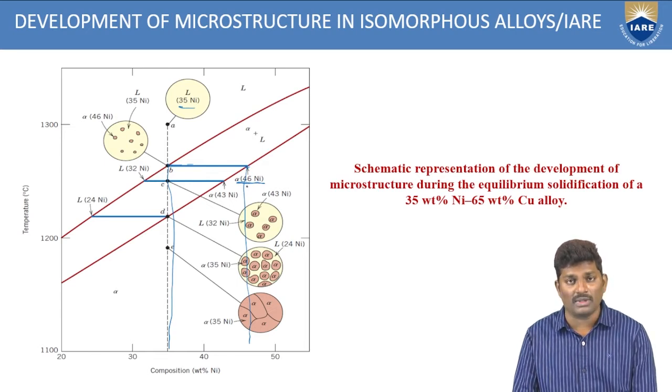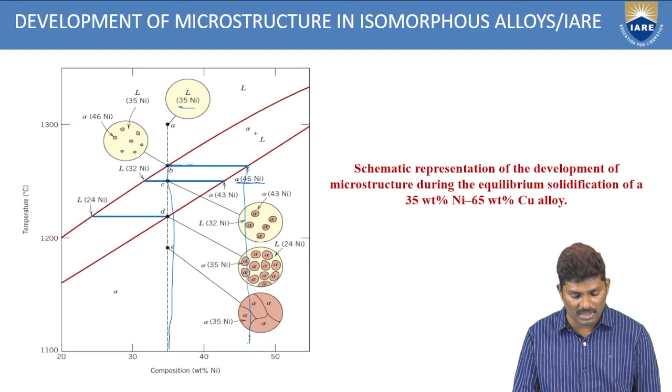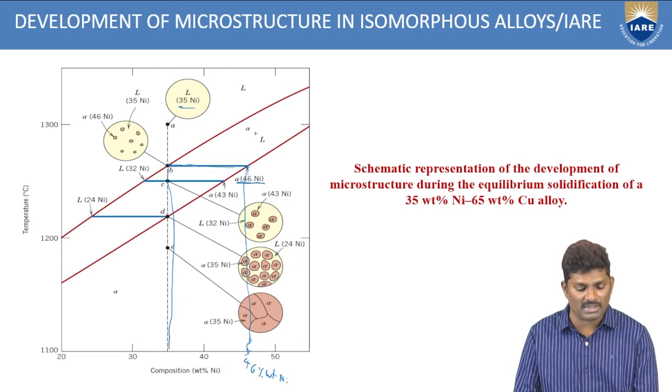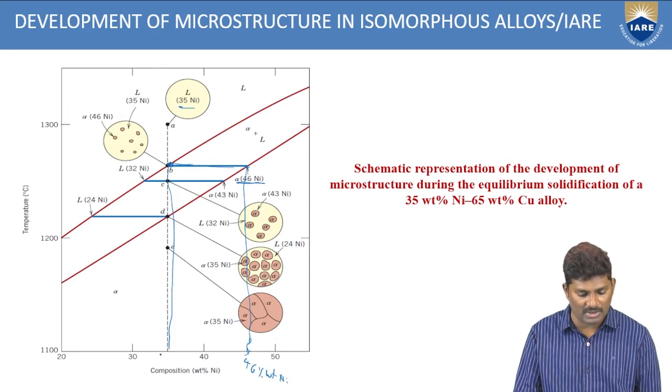So, what is the composition of nickel? If you drop here, around this point, you are getting 46% weight percentage of nickel. That's why we are writing here alpha 46 nickel. Now similarly, if you stretch along this point, again if you drop a perpendicular, you are getting here how much? 35% of nickel.